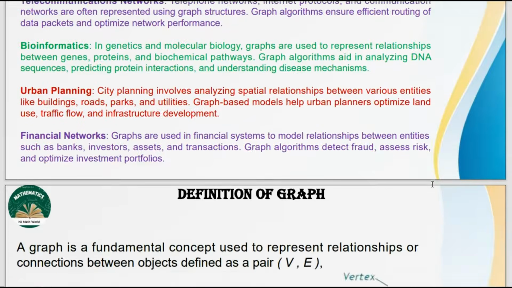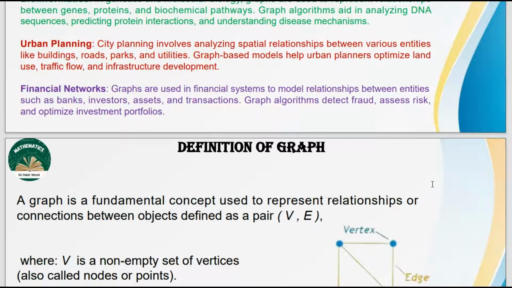Then you have urban planning. Urban planning is nothing but developing a rural area into an urban city. City planning involves analyzing the relationships between various entities like buildings, roads, parks and utilities, all of which can be planned using graph optimization, optimizing the land use, traffic flow and infrastructure for developing a new city.